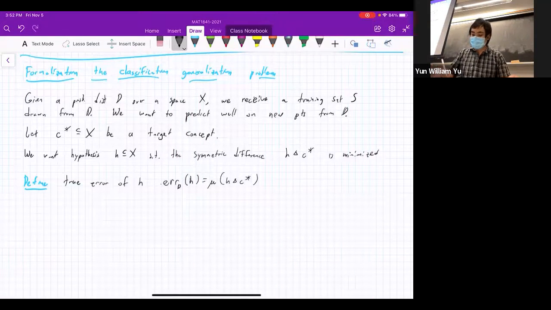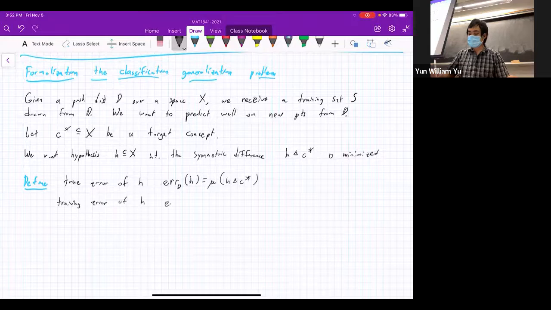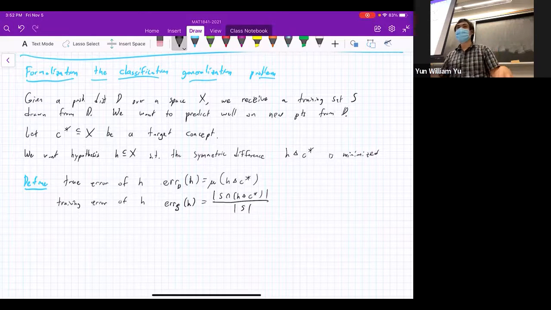So that's the true error. But of course, we also have a training error of H, which is error sub S of H, which is equal to the number of things on your training set that you're getting wrong, divided by the size of the training set. And we can't minimize error sub D because that involves the entire distribution. What we do is we minimize error sub S, the training error, but sometimes this doesn't minimize the distribution error.